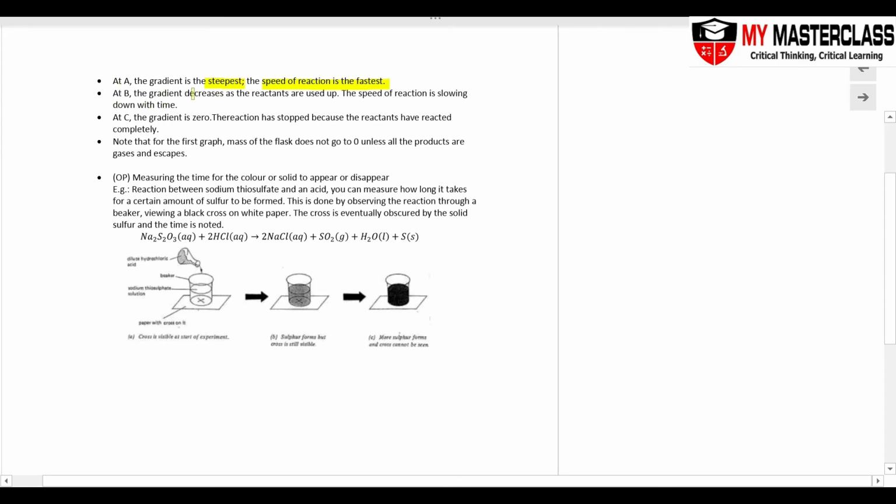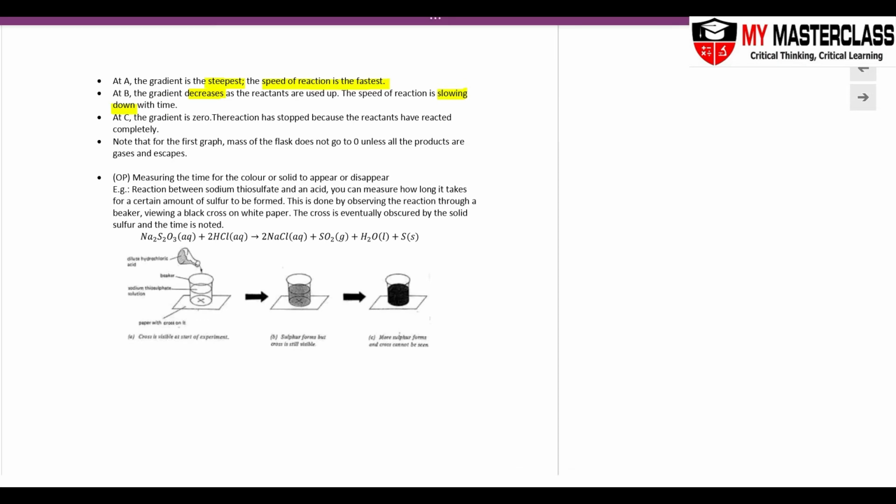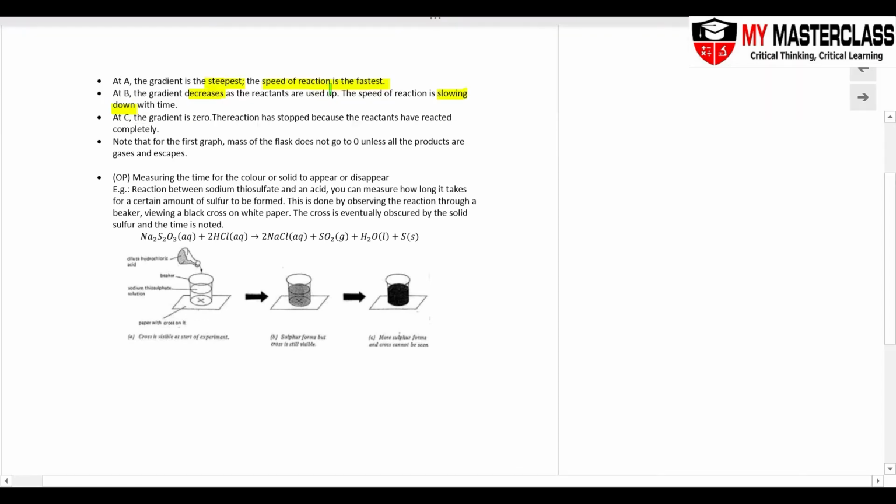At B, the gradient decreases. Why does it decrease? The speed becomes slower. It is slowing down with time. Why? Because your reactants are being used up. And at C, the gradient is 0.